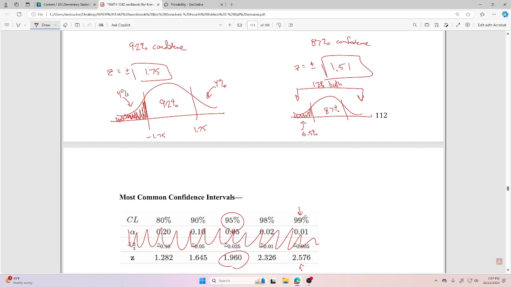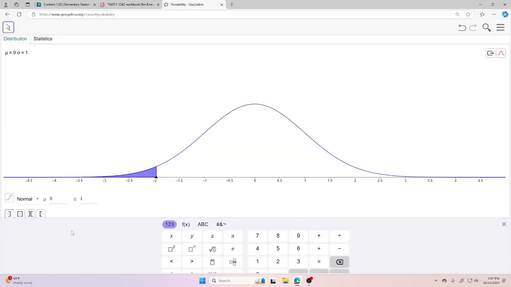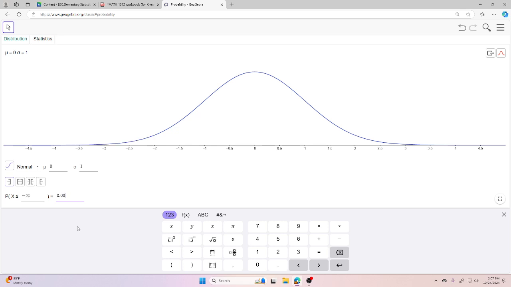99. So again, let's just try and understand this here. I got 99 in the middle. So what do I have for both of them on the outside? Yep, 1%. So then each would be what? Yes, 0.5%. And so that's like 0.005 essentially. And so 0.005. Did I get the 2.576? See?